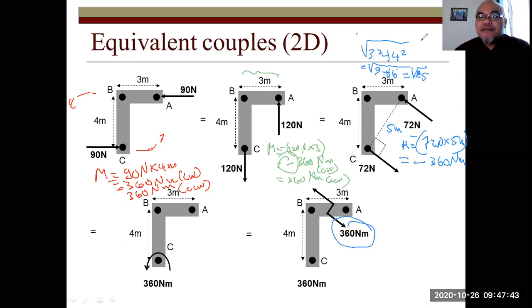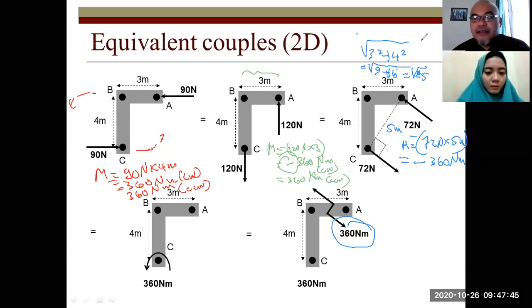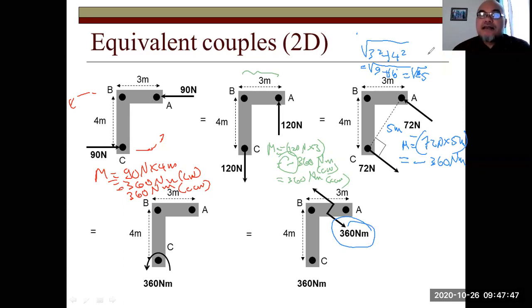Okay. Any questions so far? Quite clear? Let's try now. Yes? I don't really understand the third one. Why is it 5? I mean, why is the distance 5? The center distance. The center is B, right?